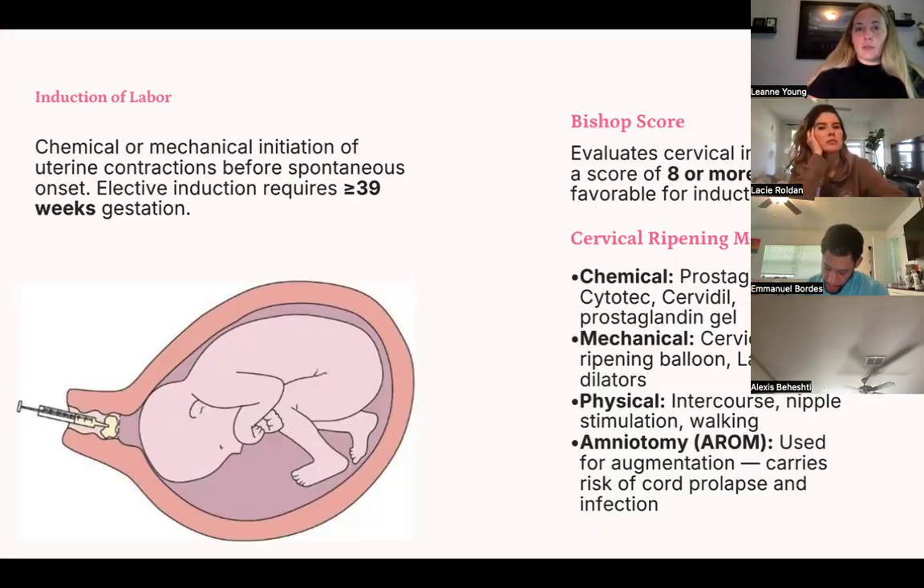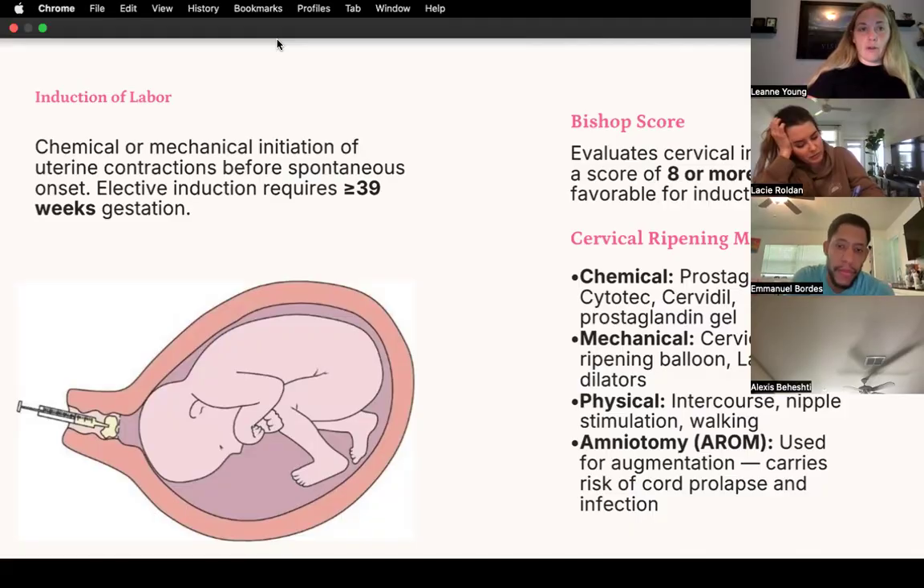One of the things that you guys will need to know in regard to induction of labor, especially for your exam, is the Bishop score. A Bishop score is going to evaluate cervical inducibility. So, is the cervix favorable and is an induction going to be successful? Okay. It's a scoring system that is looking at a couple of different things that we'll go through here. And a score of 8 or more is considered favorable for induction.